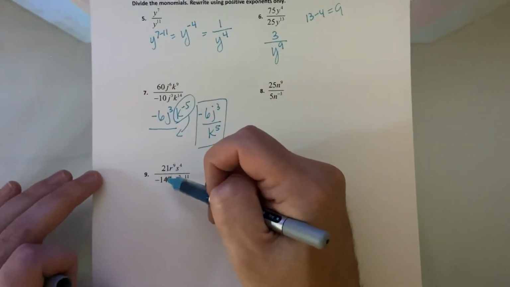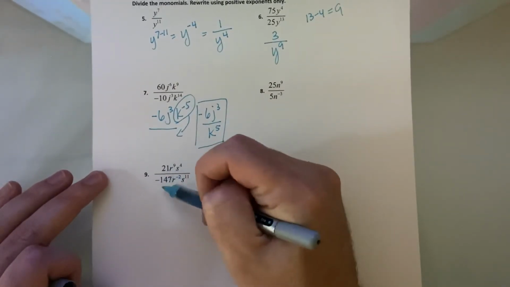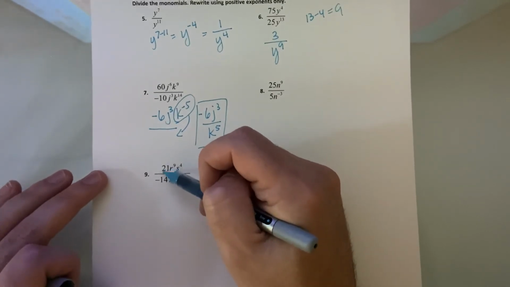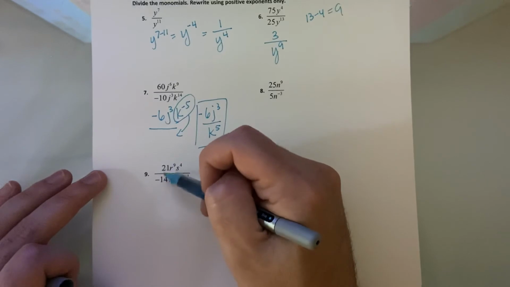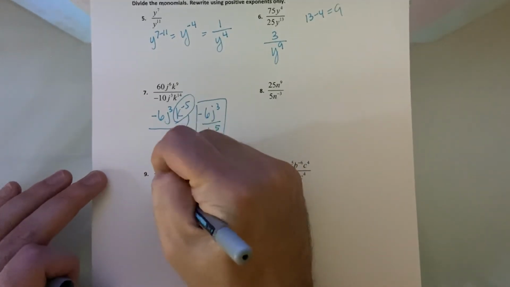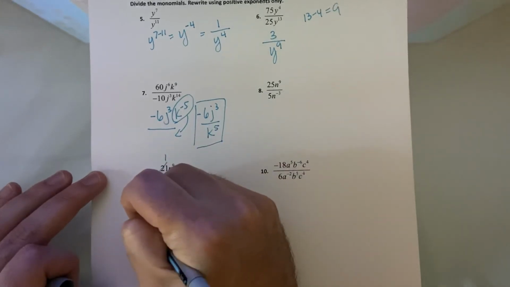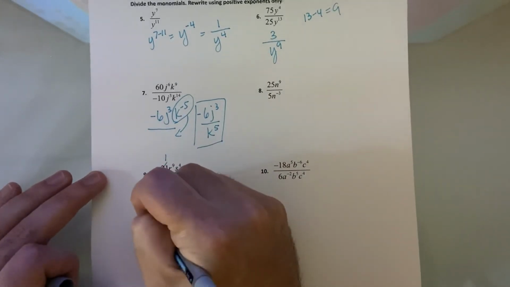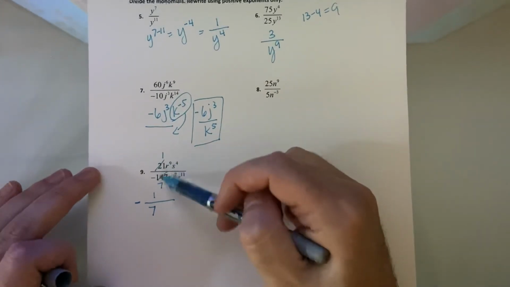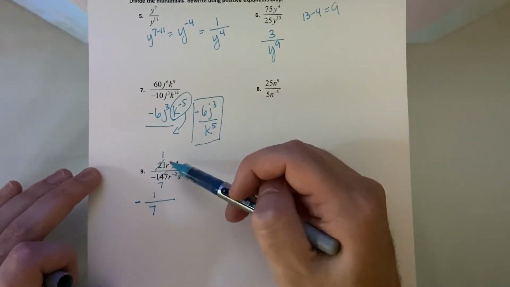Now, this is the first time on number 9 that we have the denominator is larger for the coefficient. 21 divided by negative 147. 147 divided by 21 is exactly 7, so this can be reduced to 1 and 7. I'm going to bring the negative out front. That means I need to leave the 7 in the denominator because the denominator had a bigger value when we're dividing it. It's a fraction.